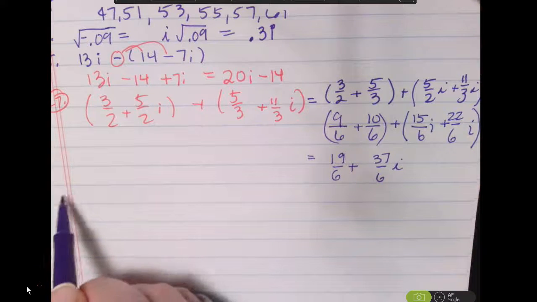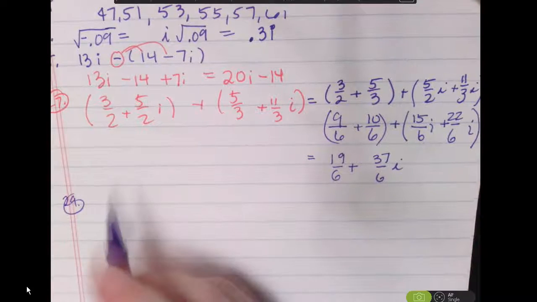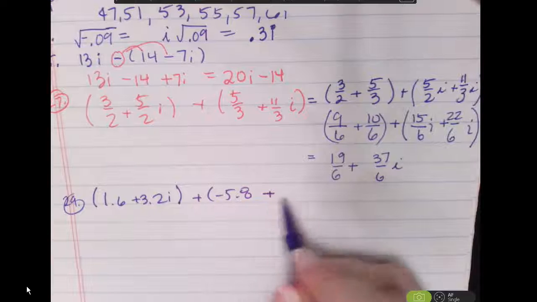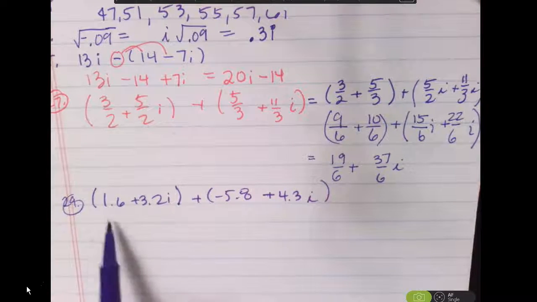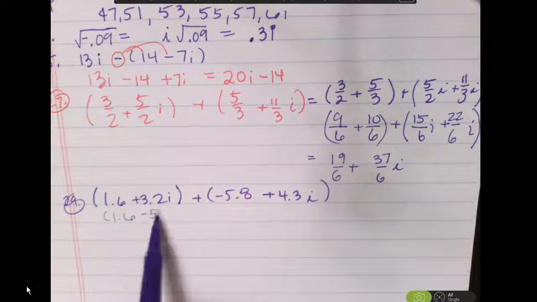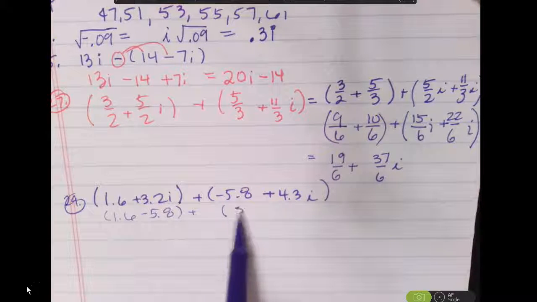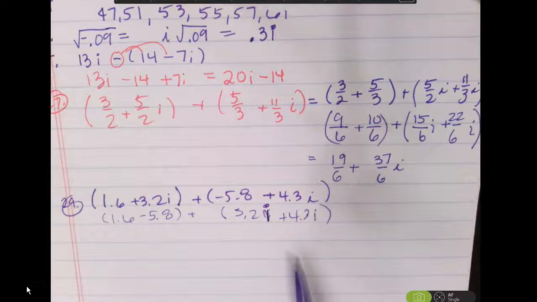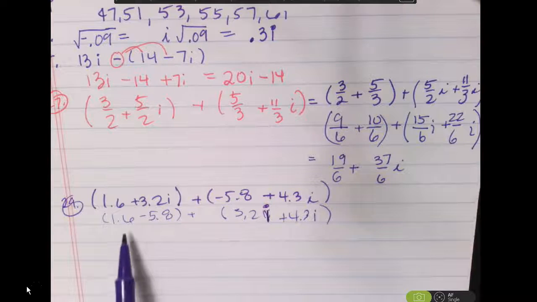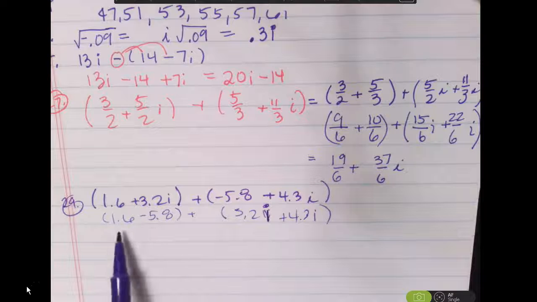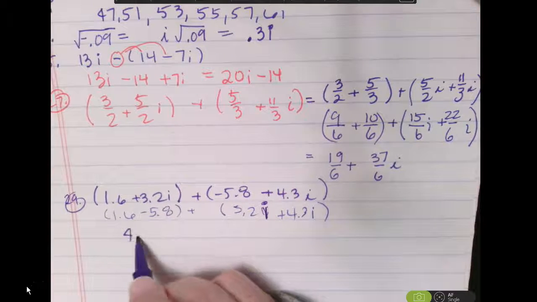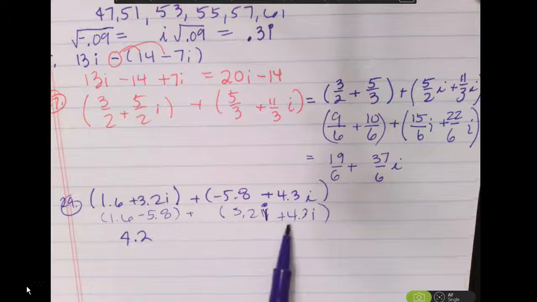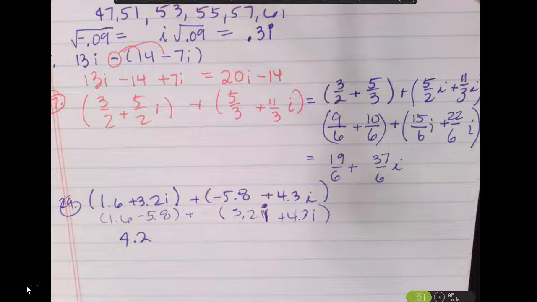Number 29. This one's in decimal form. 1.6 plus 3.2i plus negative 5.8 plus 4.3i. So I want to combine my constants, 1.6 minus 5.8, and my variables, 3.2i plus 4.3i. So 1.6 plus negative 5.8 is negative 4.2. And we've got 3.2 plus 4.3, so that is, looks like 7.5i.